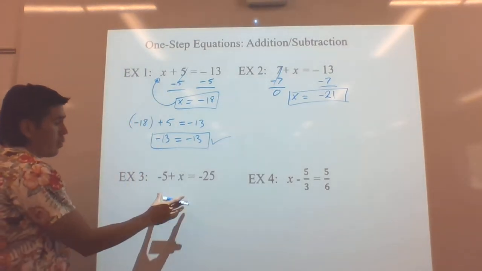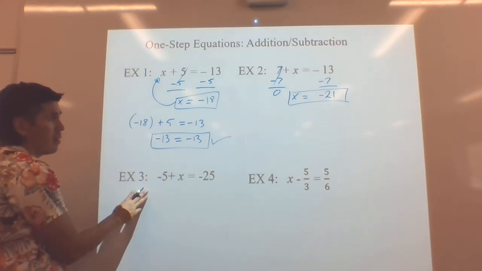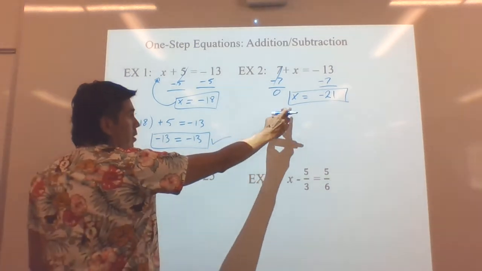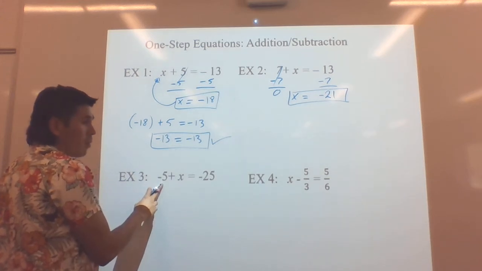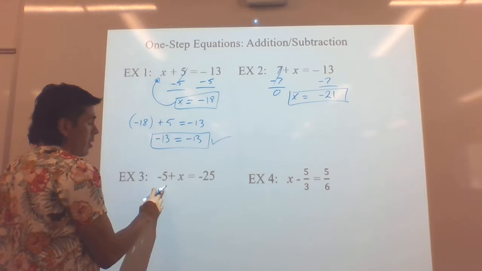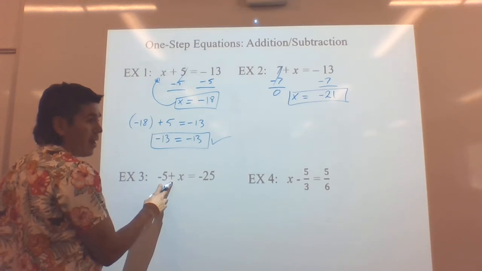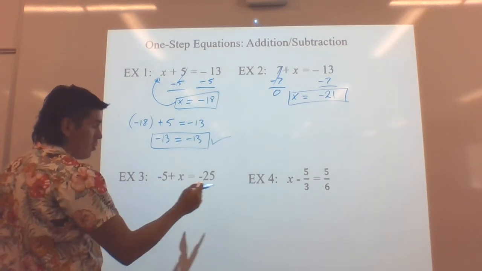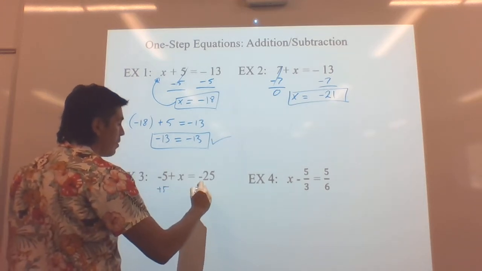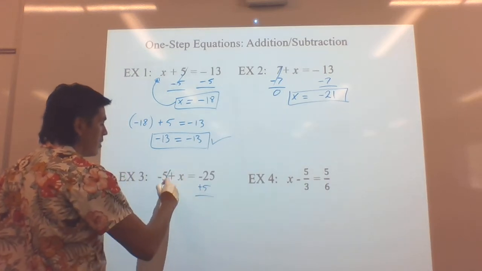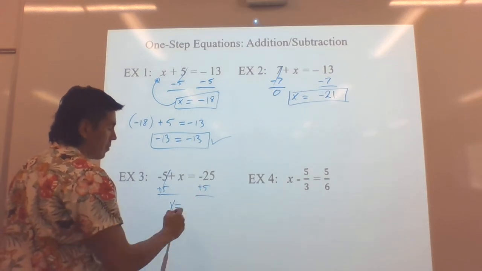Example number 3. We ask ourselves again, what's happening to the variable? My variable is x. We want to isolate the variable, just like in the previous examples. What's happening over here? This is a negative 5. Don't let this trick you. It looks like we're adding 5, but we're adding a negative 5. So we need to add a positive 5. What we do to one side, we do to the other. So we're going to go ahead and add 5 to both sides. This cancels. x equals negative 25 plus 5. It's negative 20.